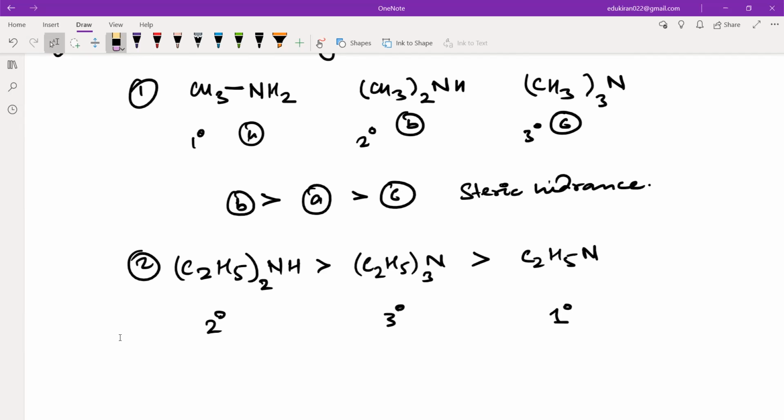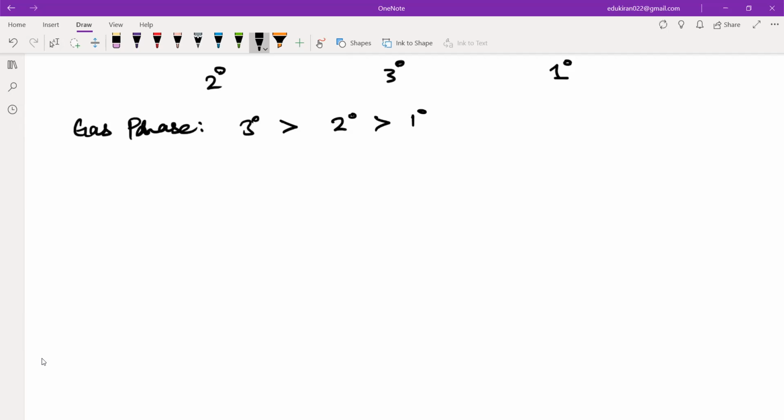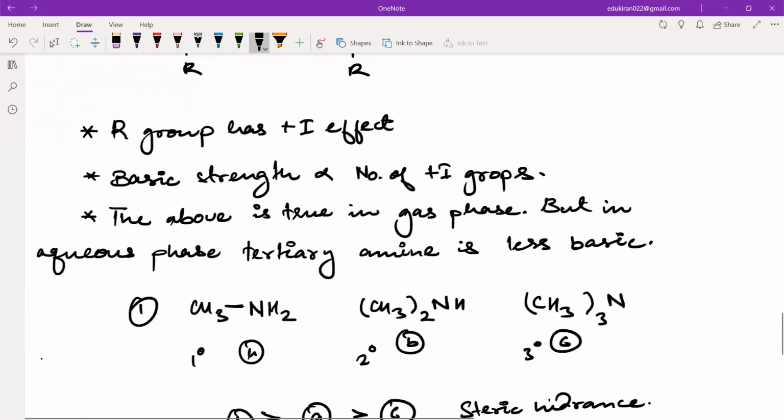Okay. Now, is this clear? Yes or no? Still here? Yes, sir. Okay. But please remember, if they ask in gas phase, then you have to say 3 degree amine will have the highest, followed by 2 degree amine, followed by 1 degree amine, and then followed by ammonia. In gas phase, it is going to be this order. Now let us compare aryl amines and aliphatic amines.